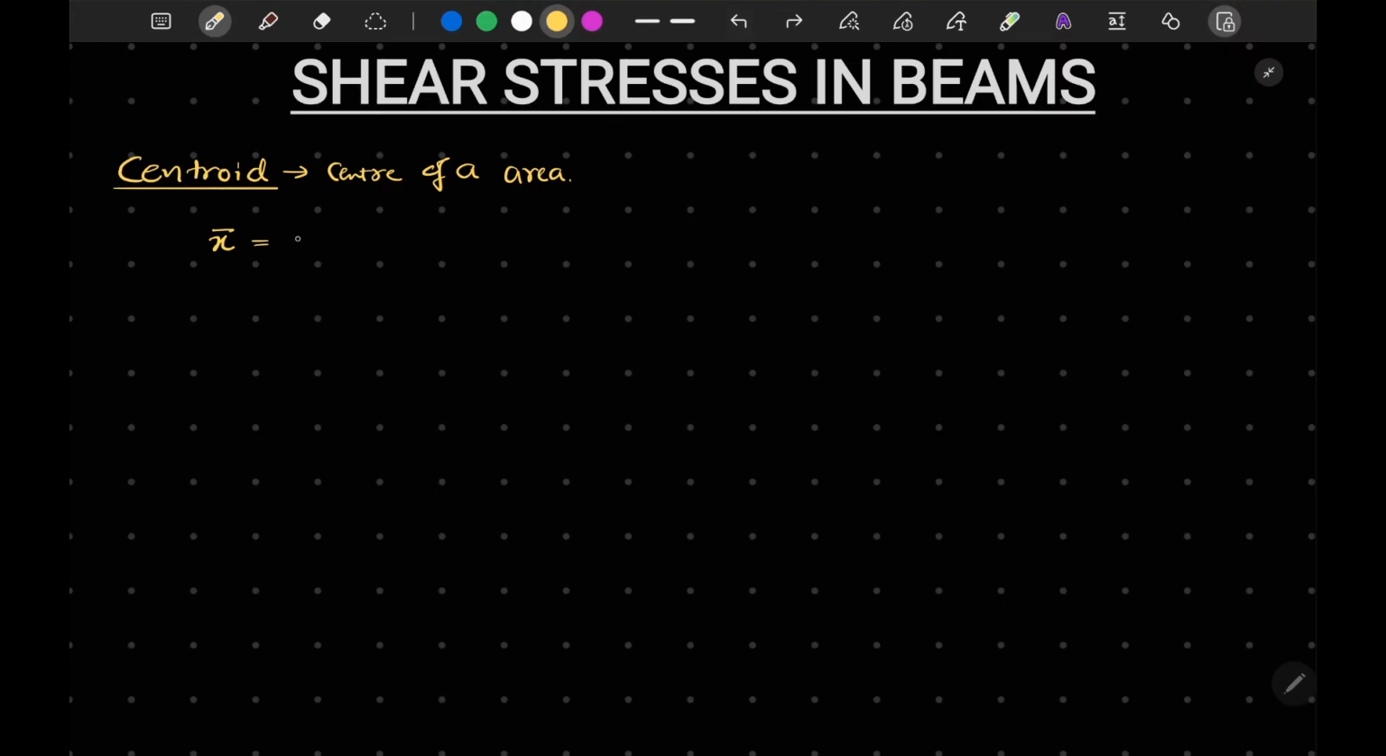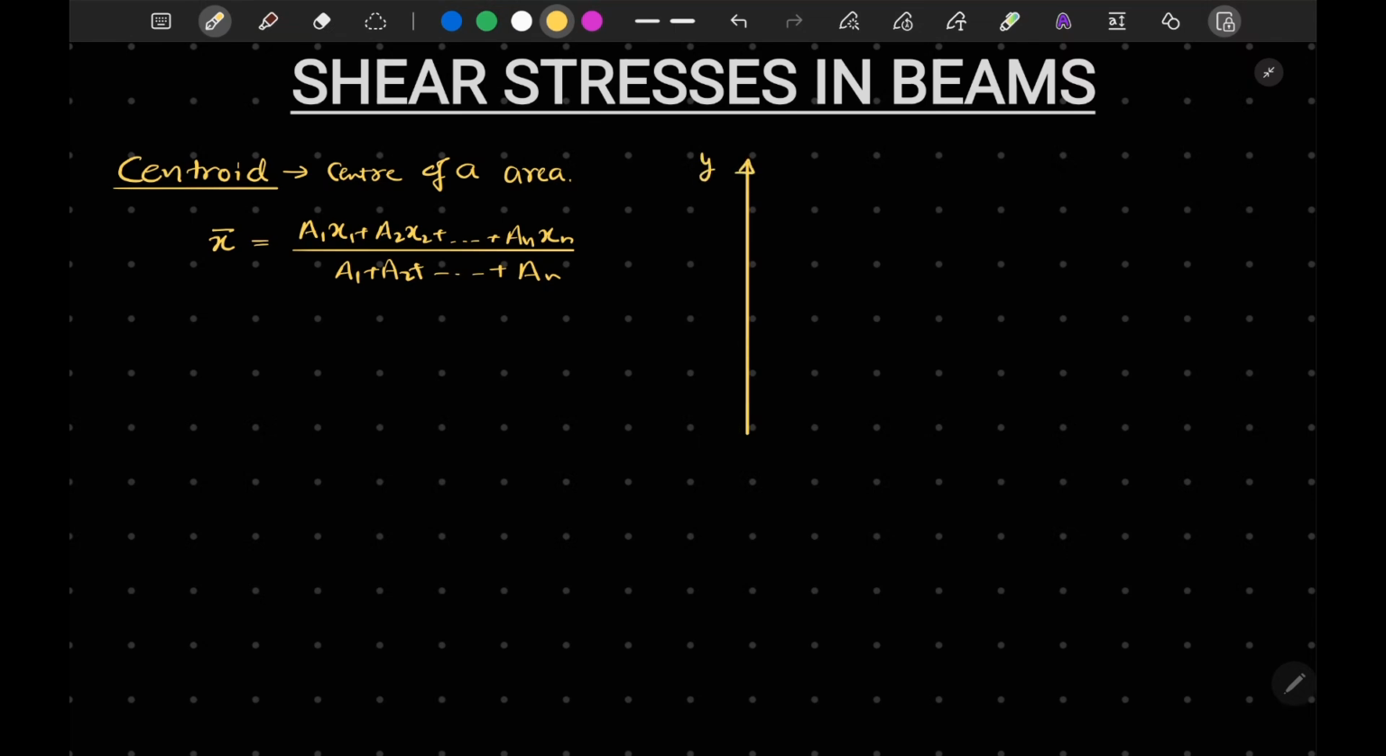So x bar can be written as a1 x1 plus a2 x2 plus similarly up to an xn, divided by a1 plus a2 plus up to an. And for this, let me draw a figure here first.